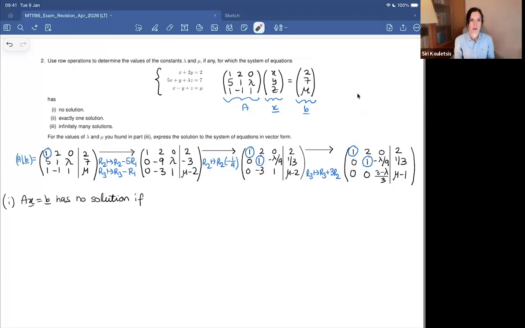And what would that look like? Well, if this row here, if lambda is such that this entry here is 0, and mu is such that this entry on the right-hand side is not 0, well, that would correspond to an equation of the form 0x plus 0y plus 0z equals something non-zero. And there aren't any values of x, y, and z that can satisfy that.